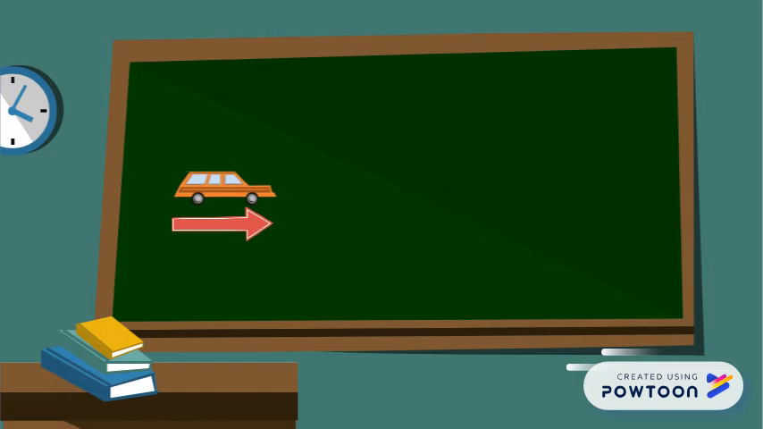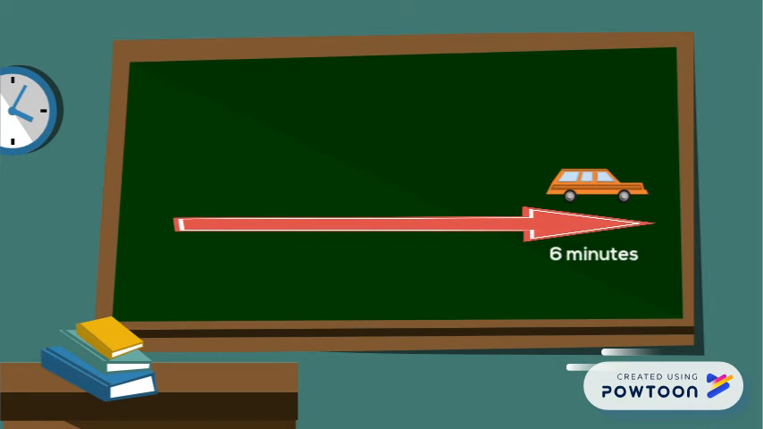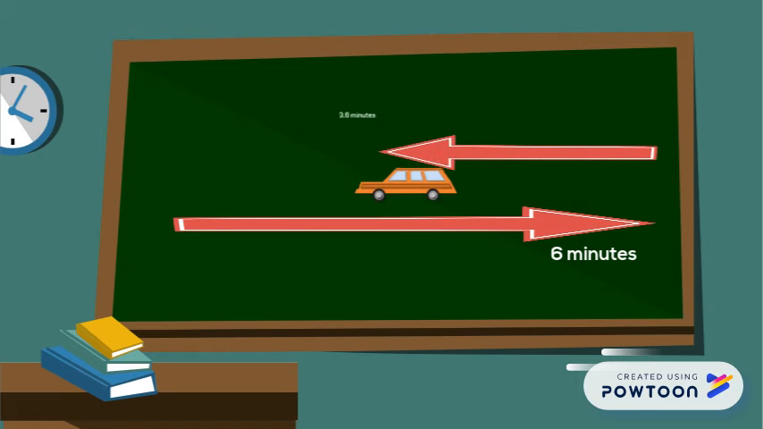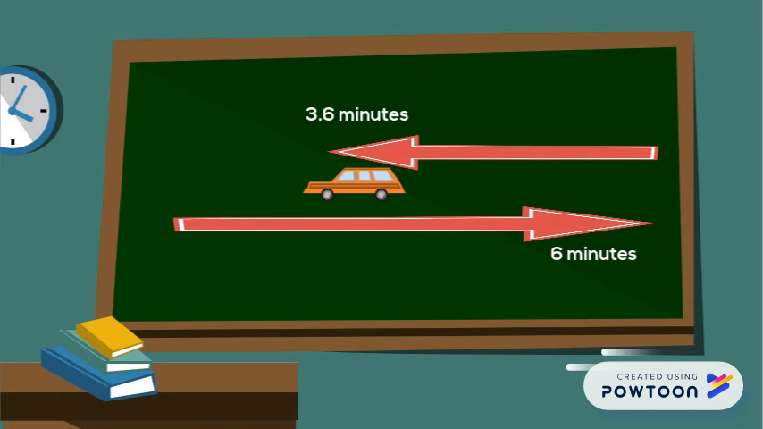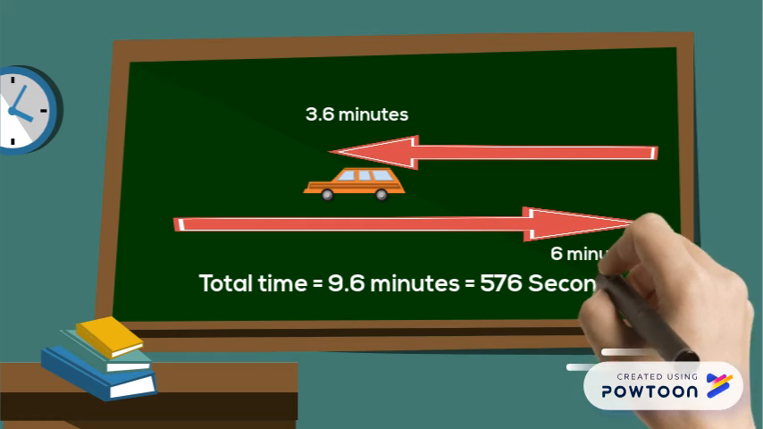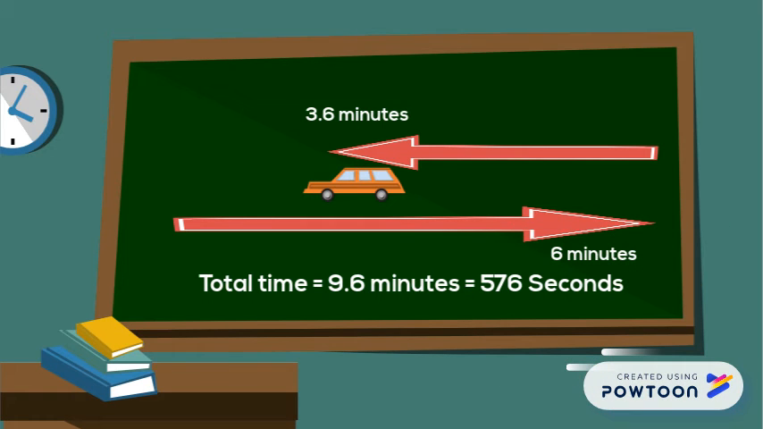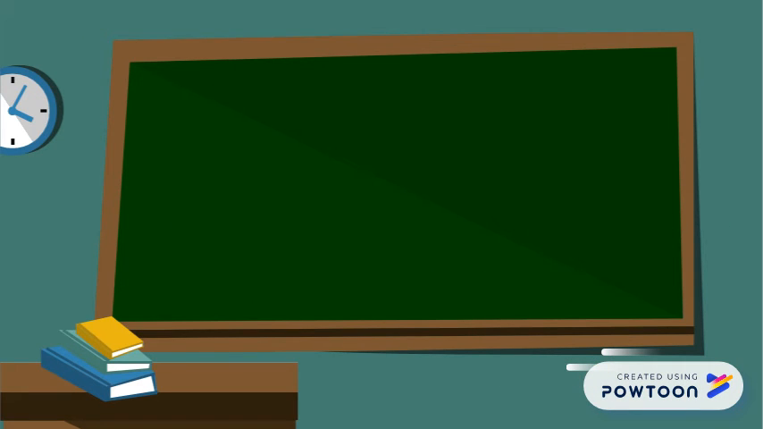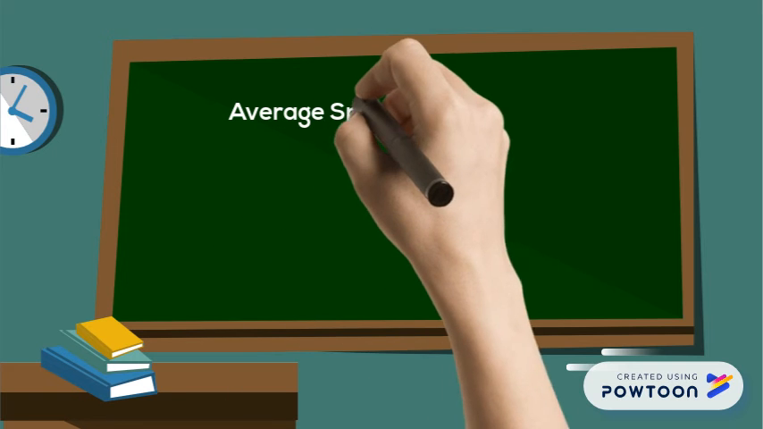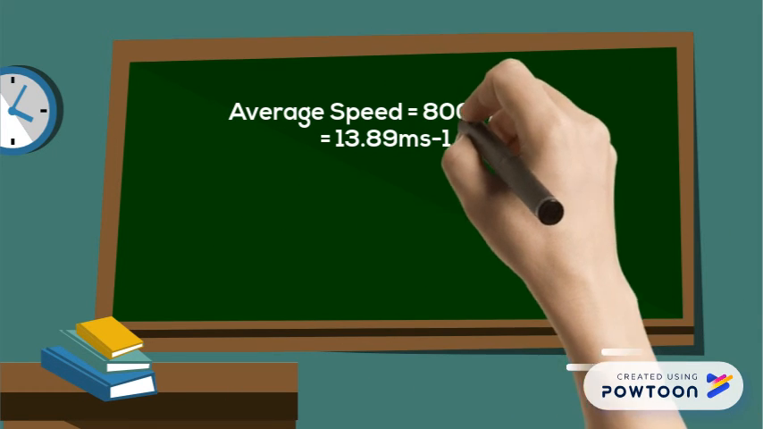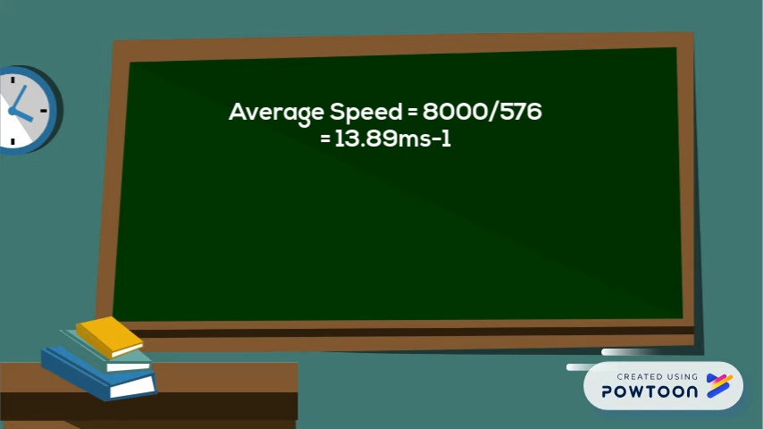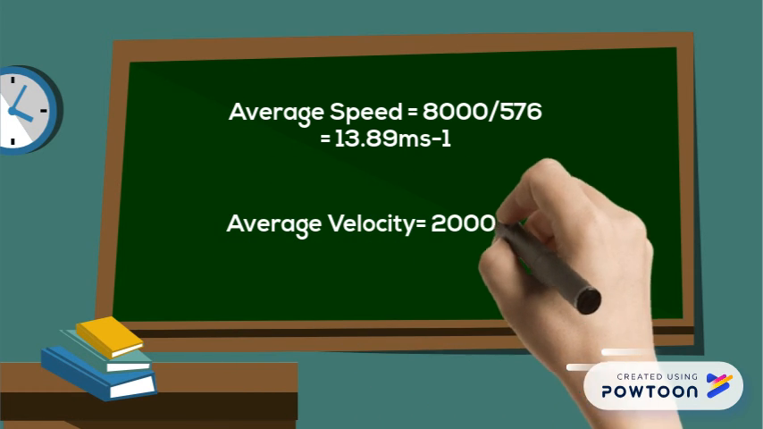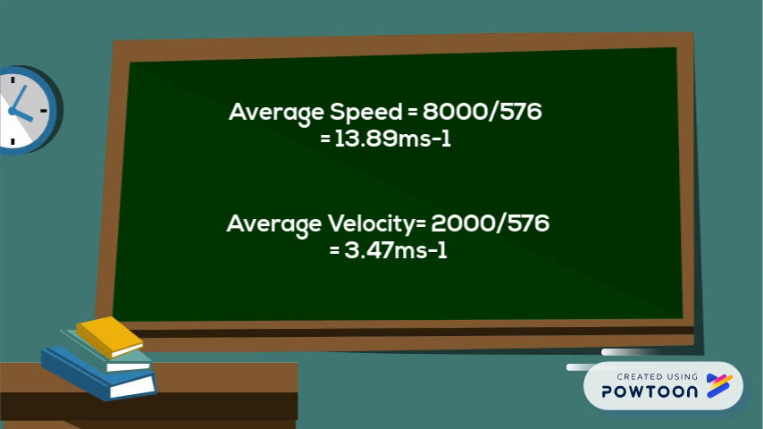If, as before, we assume the car took 6 minutes to drive the initial 5,000 meters, and then a further 3.6 minutes to drive the 3,000 meters, this gives us a total of 9.6 minutes, or 576 seconds for our time. Given this, we can calculate our average speed as 8,000 meters, our distance, divided by 576 seconds, our time, giving 13.89 meters per second. Our average velocity is our displacement, 2,000 meters, divided by our time, giving 3.47 meters per second, a significant difference.